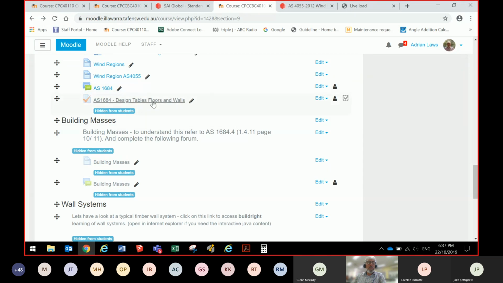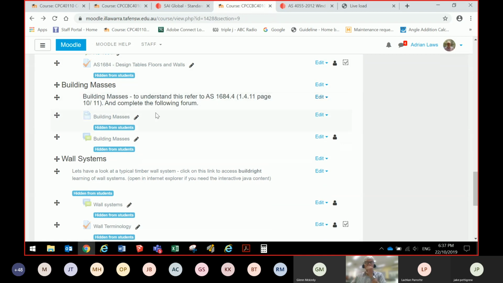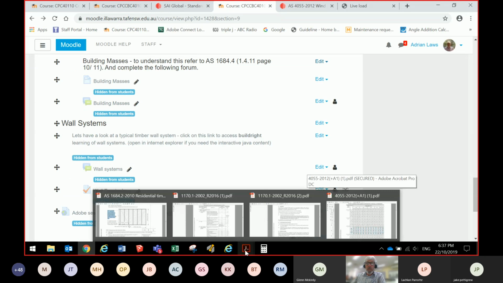Now there's an activity that's coming up here in a second, which I'm going to open up as soon as I finish this little talk here. Just want to show you a couple more things and then I'll come back and open all these up for you. So this next part is going to talk about building masses, and we need to have a look with building masses at 1684.4, which I had open here somewhere for you.